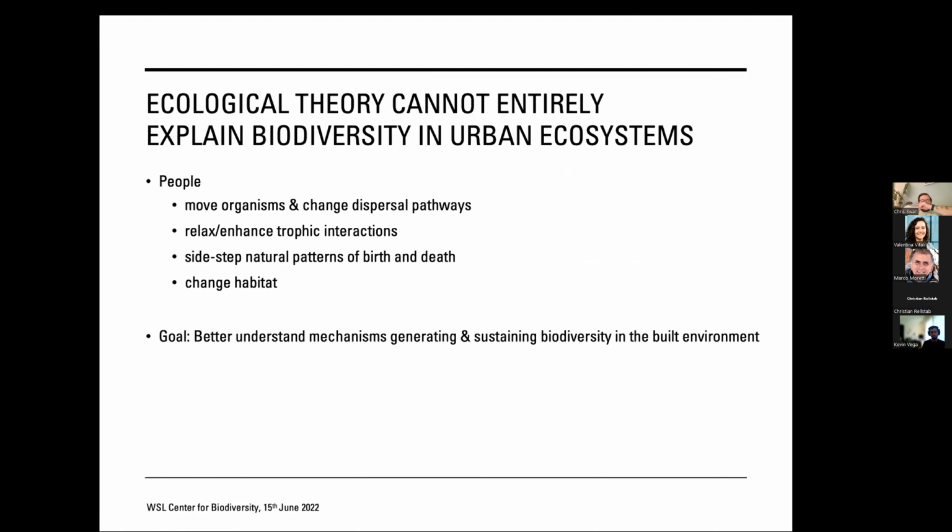And I'm going to suggest that ecological theory can't completely explain biodiversity in urban places, because people move species around. They're agents of dispersal. They change dispersal pathways. They carry species, pick them up and plant them. They relax or enhance trophic interactions. For example, they might go to a garden and spray a pesticide and remove herbivores.